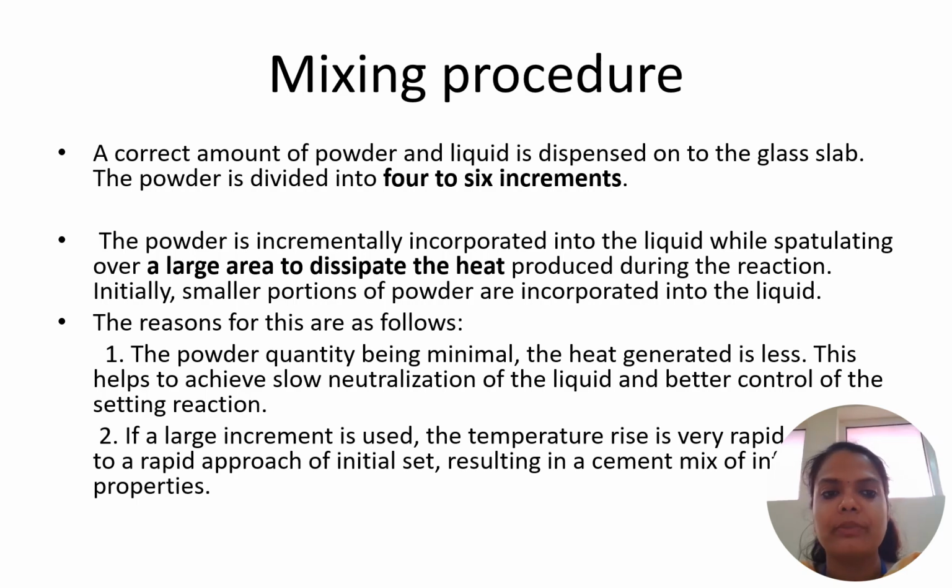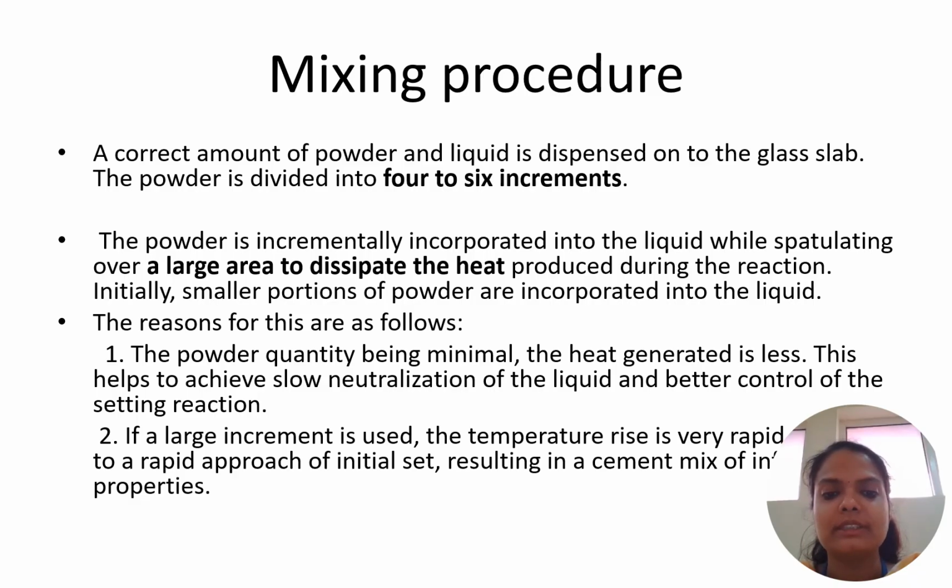Mixing procedure. A correct amount of powder and liquid is dispensed onto the glass slab. The powder is then divided into 4 to 6 increments. The powder is incrementally incorporated into the liquid while spatulating over a large area to dissipate the heat produced during the reaction. Initially, smaller portions of powder are incorporated into the liquid.